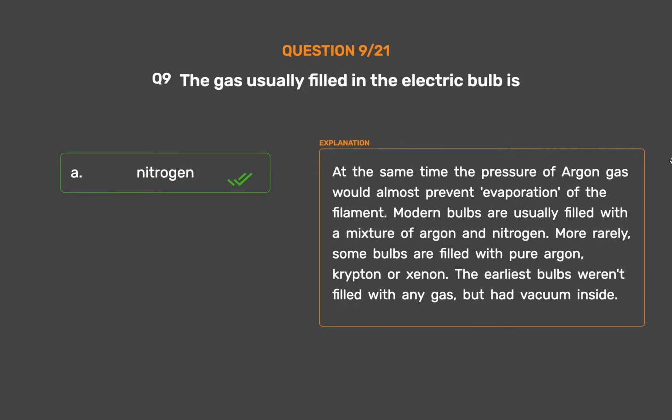At the same time, the pressure of argon gas would almost prevent evaporation of the filament. Modern bulbs are usually filled with a mixture of argon and nitrogen. More rarely, some bulbs are filled with pure argon, krypton or xenon. The earliest bulbs weren't filled with any gas, but had vacuum inside.